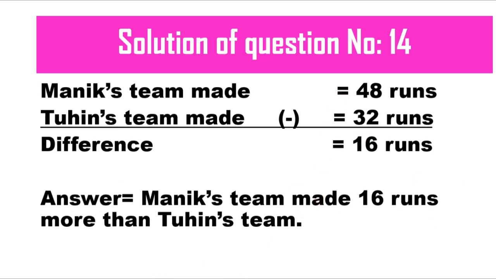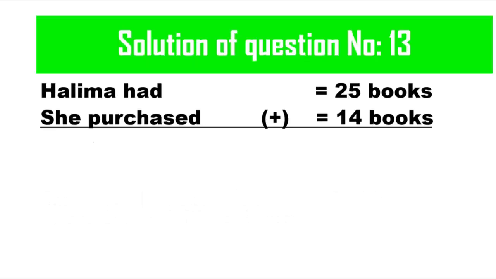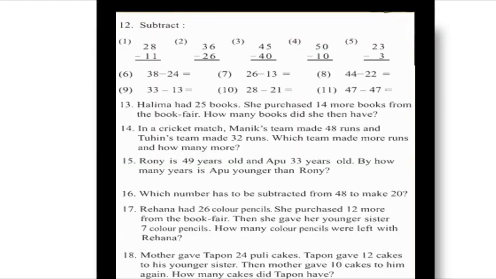My dear learners, I hope you all were able to understand question number 14. And now we will try to solve question number 15. But before that, we will go to the page and try to read the question deeply. So let's go to the page, and it is question number 15, and here we can see that Ronnie is 49 years old and Oppu is 33 years old. By how many years is Oppu younger than Ronnie?